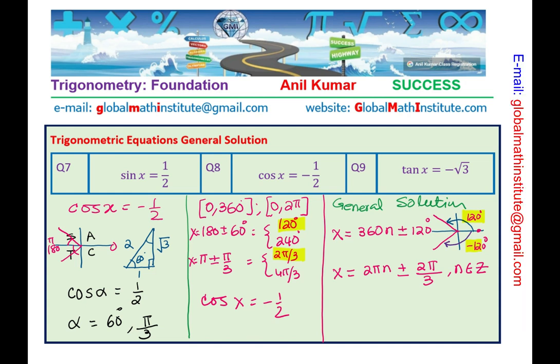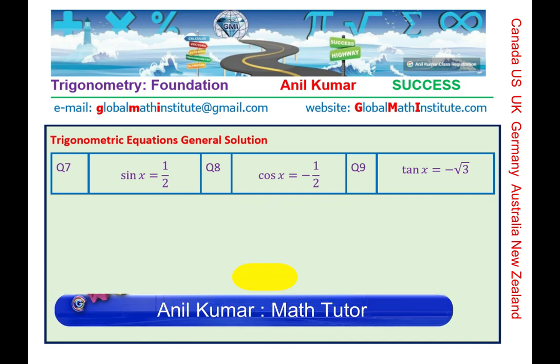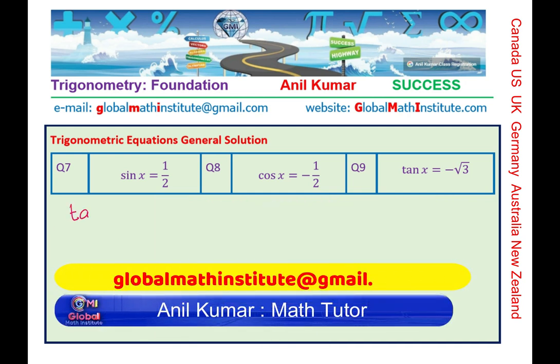Now the idea here is to find the related acute angle first and the actual angle, the very first one, which will give you the right answer. So I hope that makes sense, right? Now let's look into the general solution for the last one, the tangent function. Now we are looking into tan x equals minus square root 3.